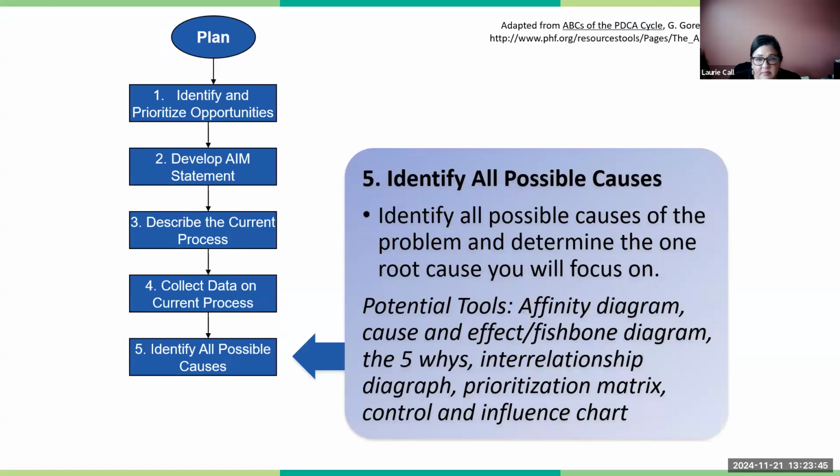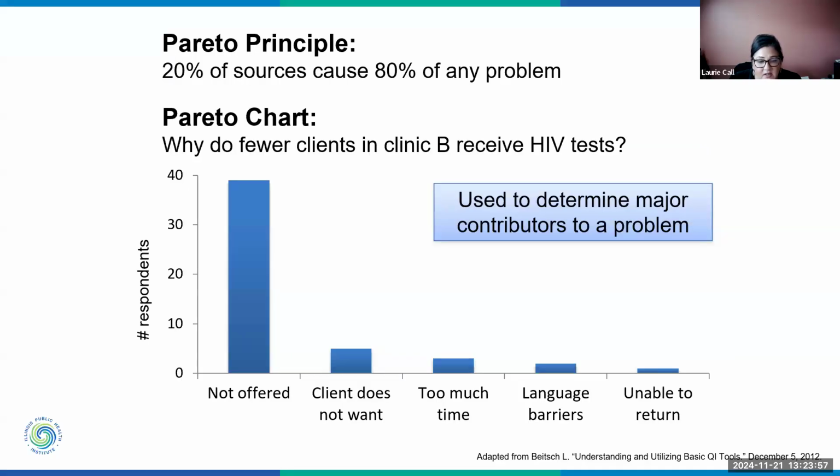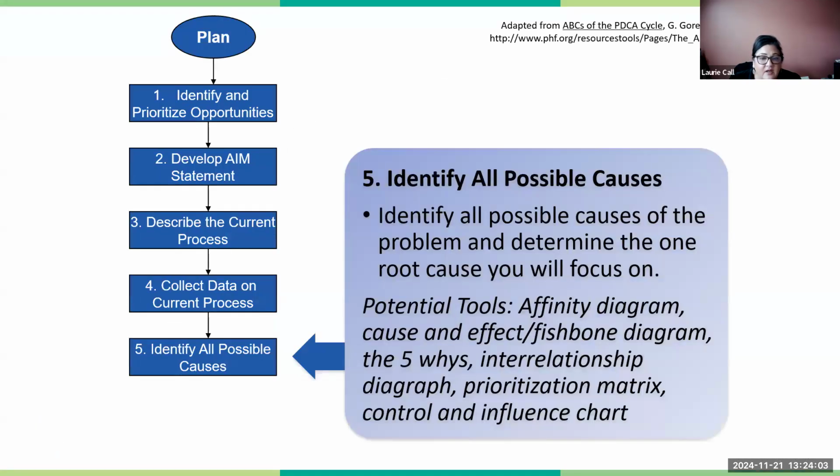The next stage in the plan portion of QI is identifying all possible causes. What are all the causes of this potential problem? So these are the potential causes here that we then used to survey staff. We're going to go over some of these tools in a bit, so I'm just going to skip over them now.